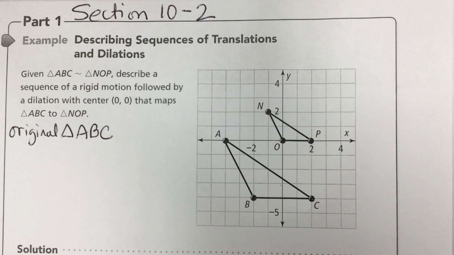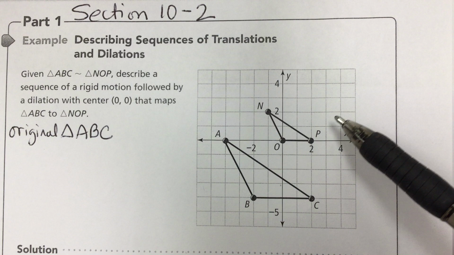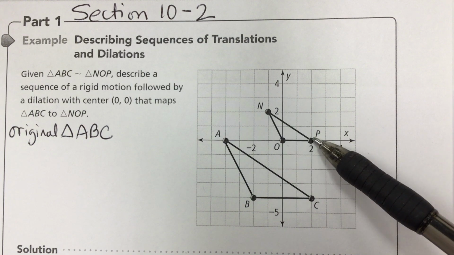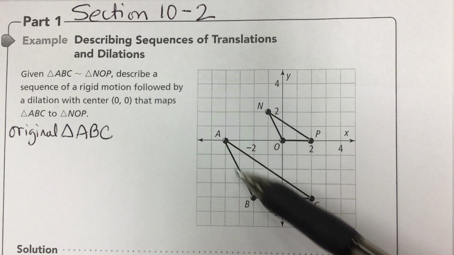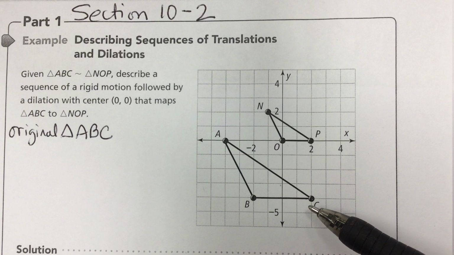By knowing that these triangles are similar, we know they are the same shape but different sizes. As you can easily see, these two triangles have the same shape, but they're definitely not the same size. NOP is much smaller than triangle ABC. So we are given that these two triangles are similar.